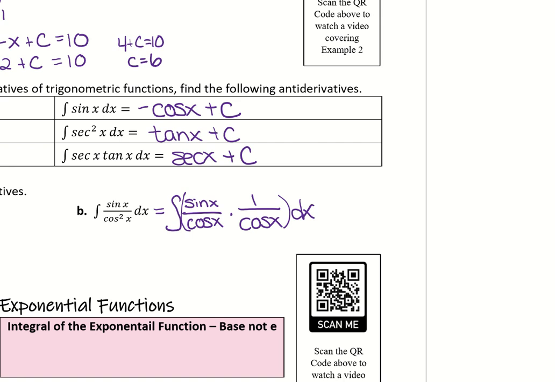Okay. So why was this helpful? Well, we know sine over cosine is tangent. And we know 1 over cosine is secant. So we can rewrite this guy as the integral of tangent x, secant x, dx. And that is a derivative we recognize. So how do we work backwards from that? The antiderivative, in other words, the function that has that as a derivative, is secant of x. And don't forget your plus c.